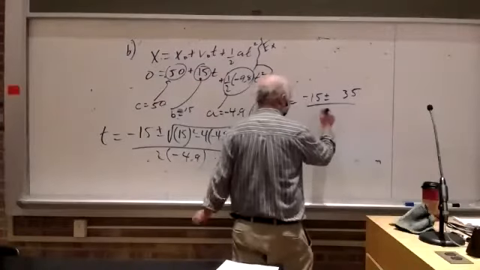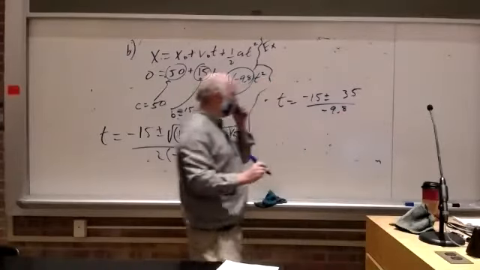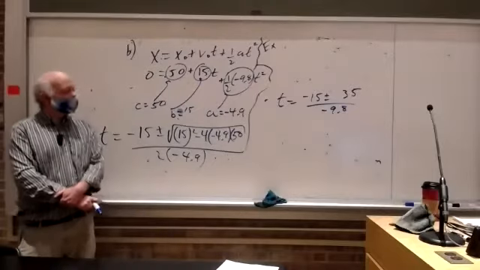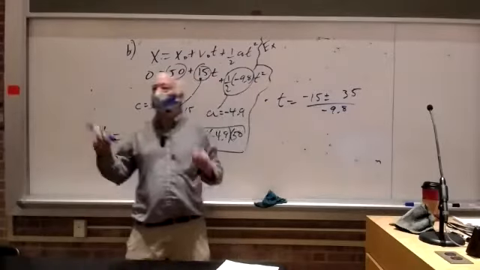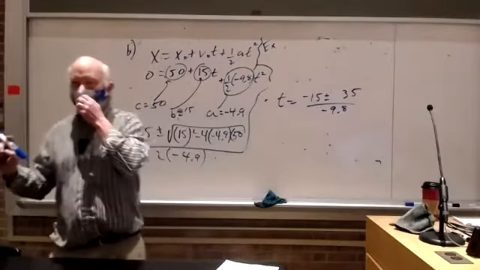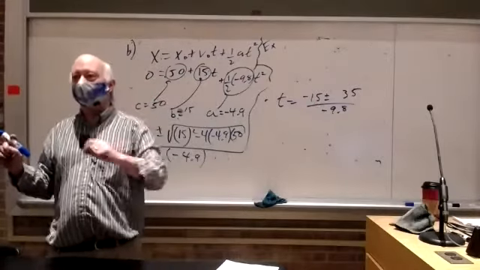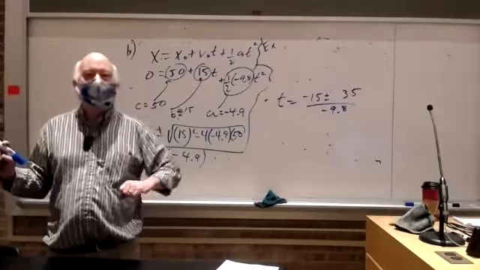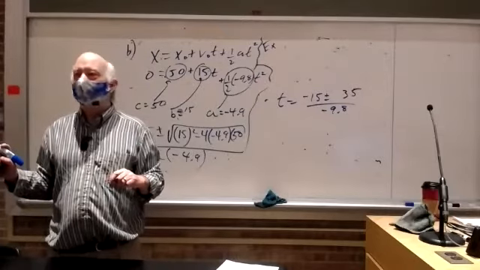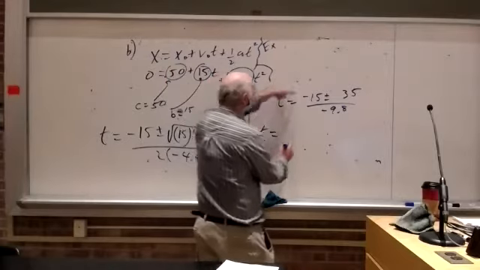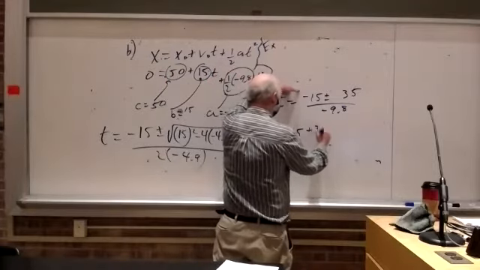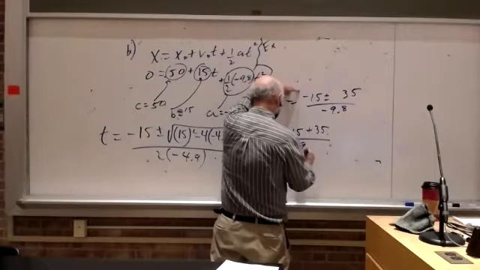Okay, divided by this guy here, 9.8. Now, the question is, we have 2 times, we have a plus sign, we have a minus sign. Which of the signs do we use? I'm hearing a plus sign. I'm hearing a minus sign. Okay, let's use the plus sign. So you're going to say t equals minus 5 plus 35 over minus 9.8.